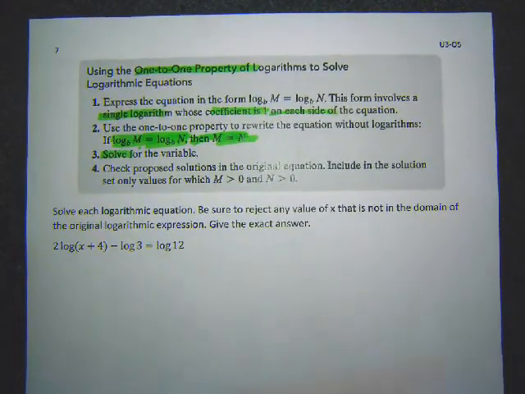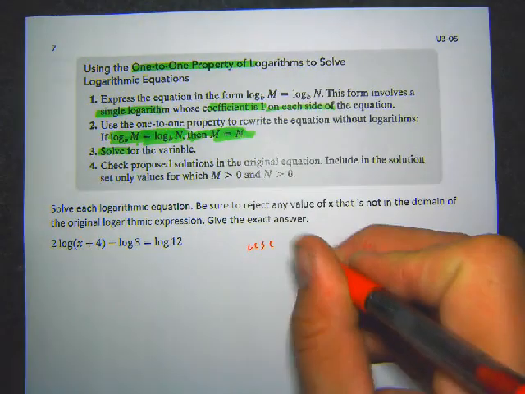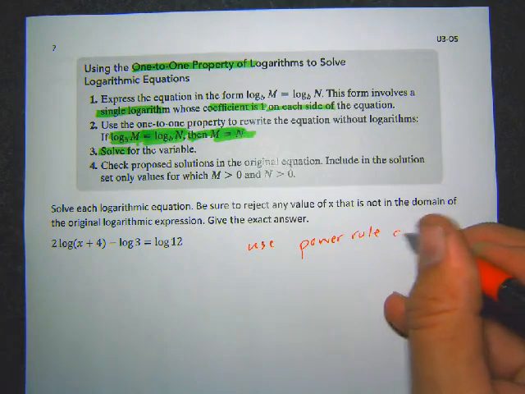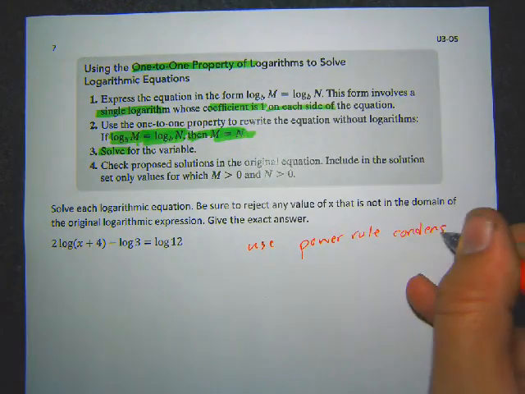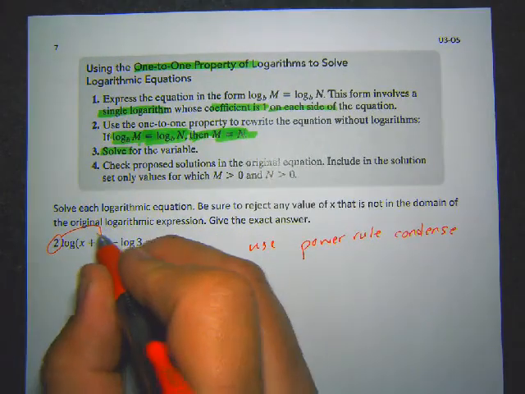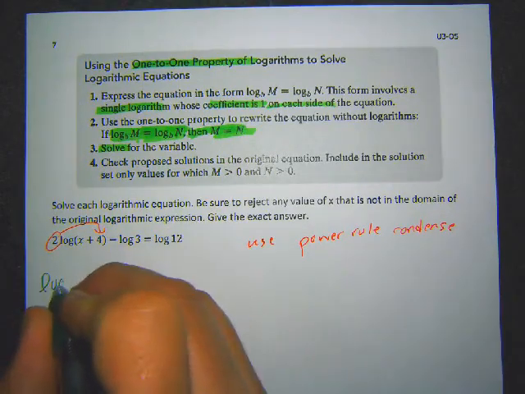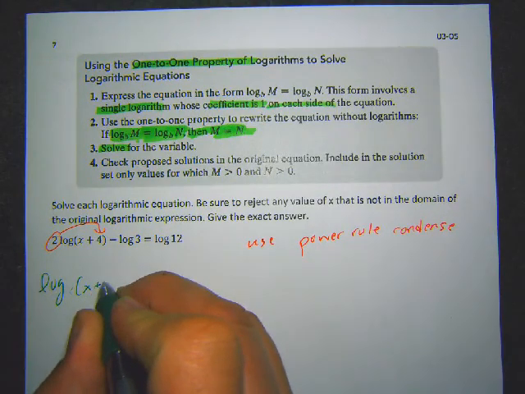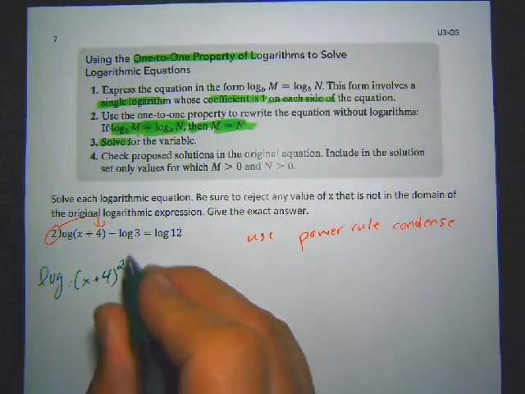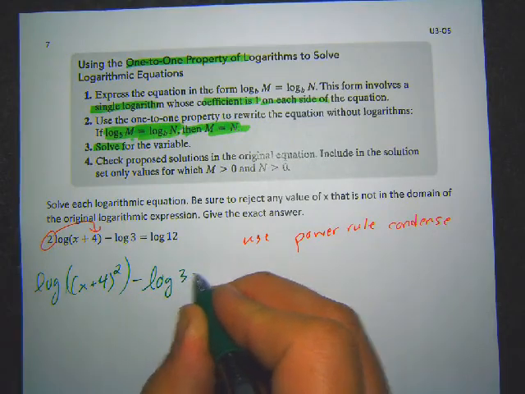So let's see the idea here. First off, the first thing we're going to do is use the power rule to condense. Because first thing we want to do is condense this, and to condense, the first step would be taking the multiplication in front and putting it inside as powers. So that's going to be the first step. So it's going to turn into log of x plus 4, the quantity, squared, still minus log of 3, equals log of 12.